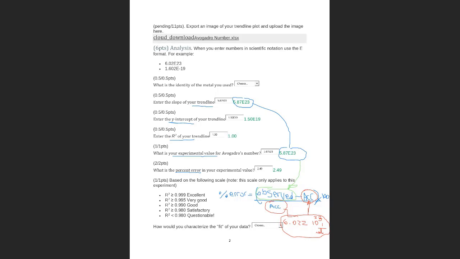And here is what we talk about. They are telling you that if your R is higher than or equal to 0.999, it is excellent. So they will ask you, depending on the value that you obtain for R squared, to tell how good your fit is, how well your data fits in the linear regression.